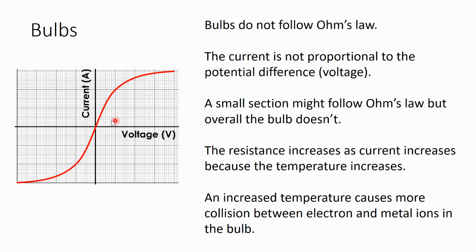You might get a question: label the ohmic portion of the graph, or which parts of the graph follow Ohm's law, in which case you would maybe just draw on this small section here where it's straight. But overall it's clearly not straight, so overall it does not follow Ohm's law. And here you go, here's drawn on a line where maybe it does follow Ohm's law.